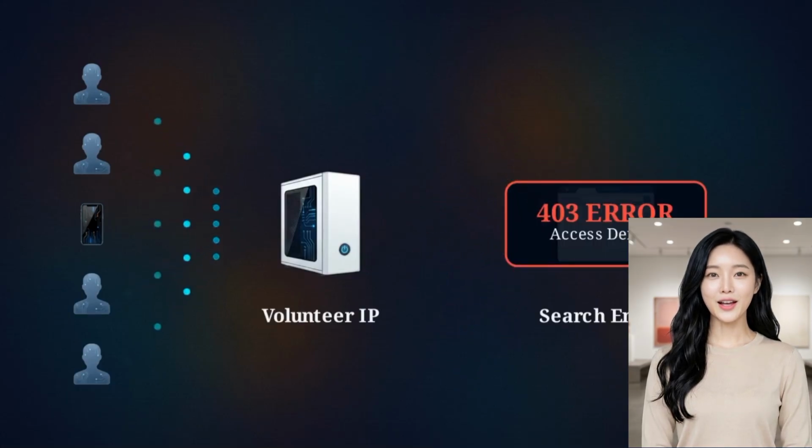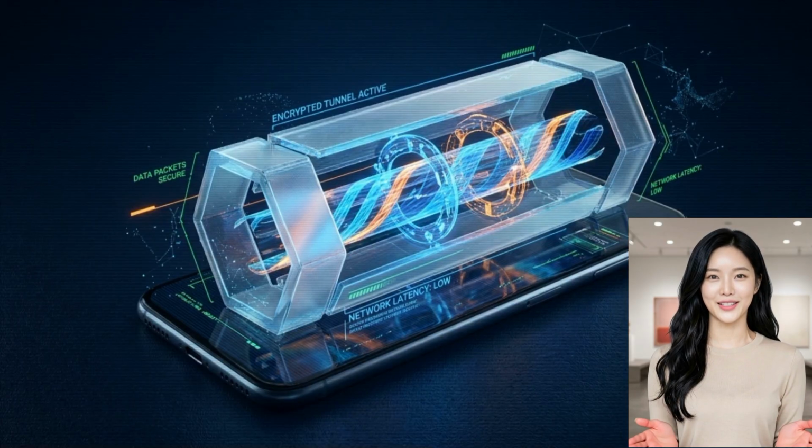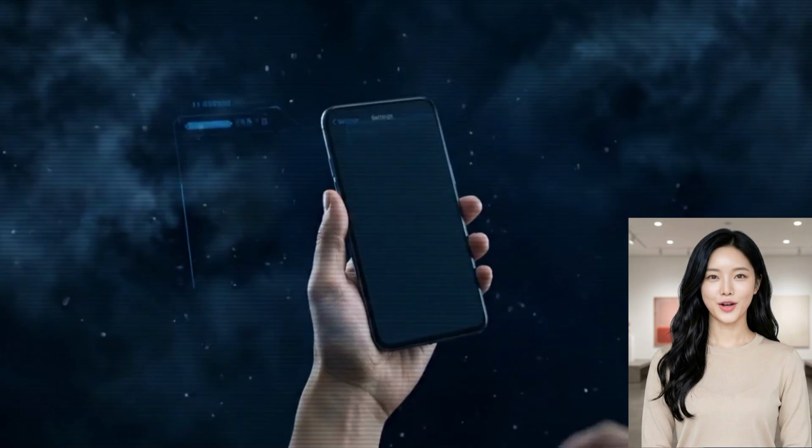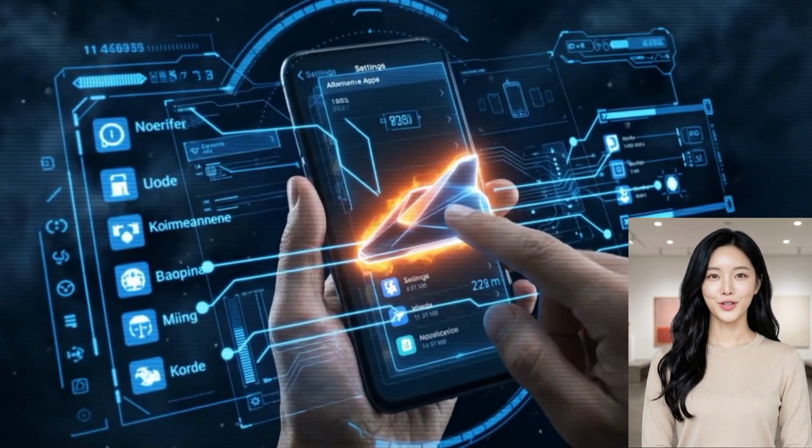The solution is simple. Open your browser settings and switch your default search engine to DuckDuckGo. It handles VPN traffic without triggering automated blocks. Establishing an encrypted network tunnel is only the first step. True digital evasion requires you to consciously adjust your daily software habits to match your new routing infrastructure.